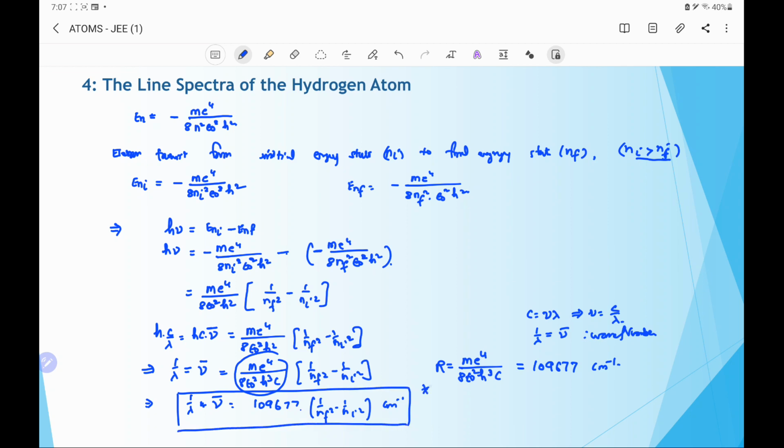So this is a formula which we have to memorize. Also, we have to remember the value of 1 by R, and it is equal to 911.5 angstrom.